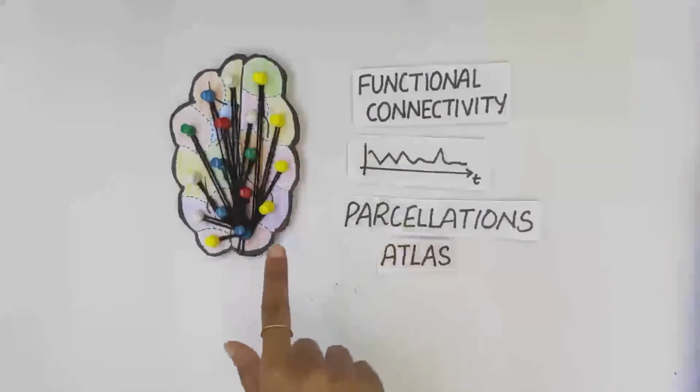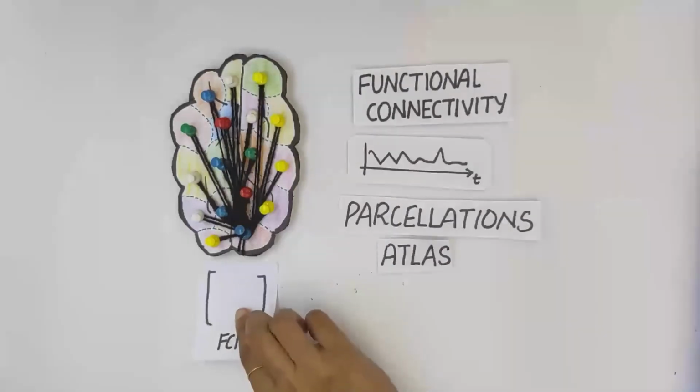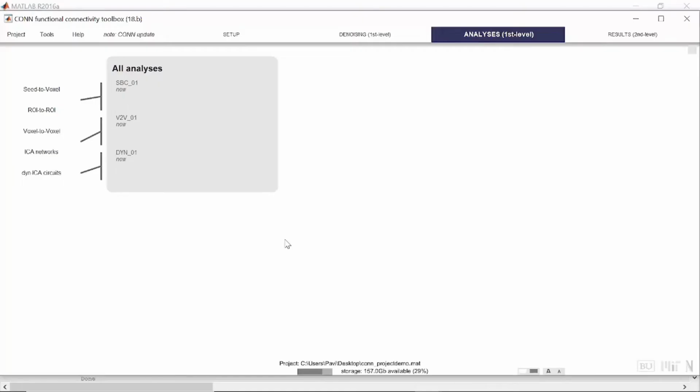when we repeat the same process for every region of interest, we would obtain a matrix called the functional connectivity matrix, which in our case is the resting state functional connectivity matrix. Now let us see how to obtain this matrix on the CONN toolbox.